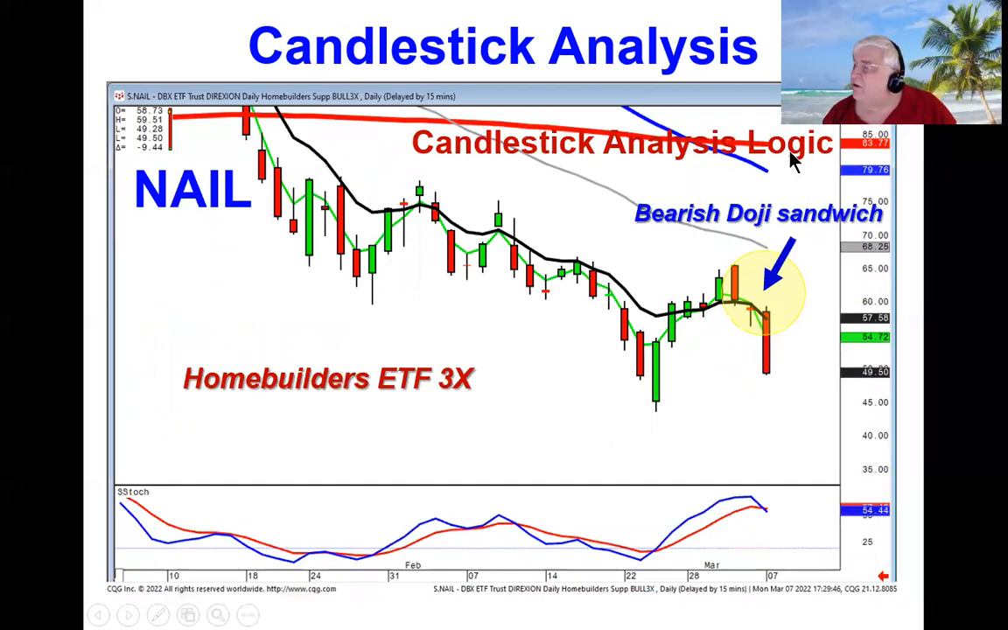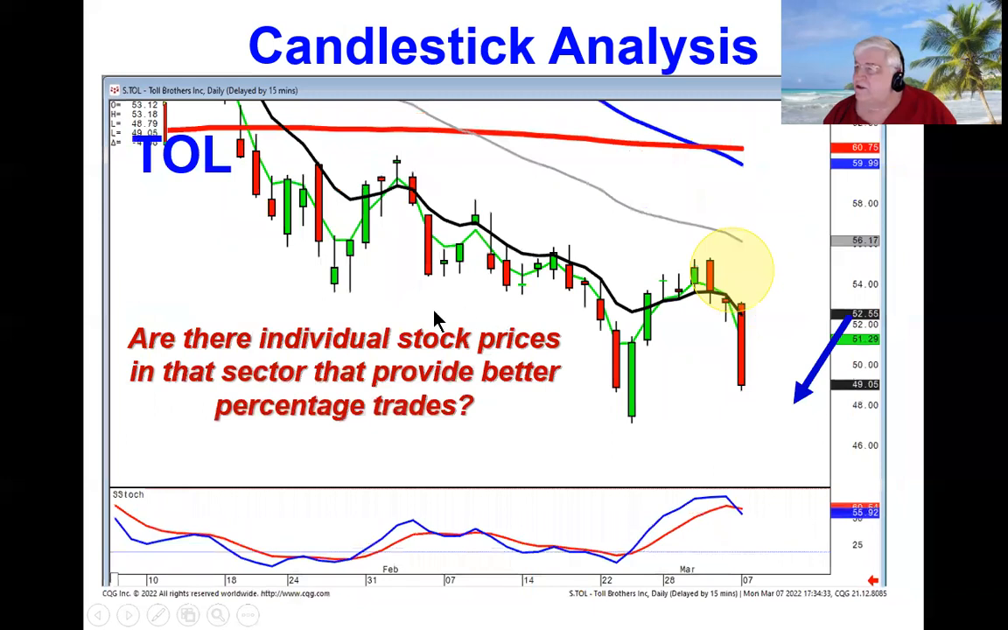Again, candlestick analysis logic. NAIL, one of the ETFs for the home builders. There's your dark cloud. There's your bearish doji sandwich. What does this imply? There's more downside. So do you short NAIL, or do you just go to one of the stocks in that sector and see which ones have the strongest sell signals and the biggest percentage potential to the downside?